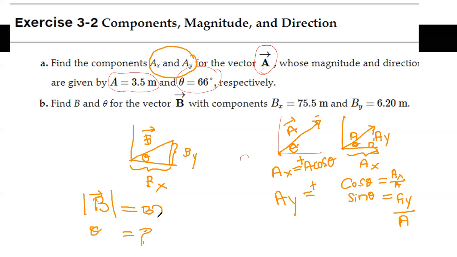Okay, nothing new. Again, it's the mathematical review. If you look at the trig review, the Pythagorean theorem tells me the magnitude of B is the square root of BX squared plus BY squared.